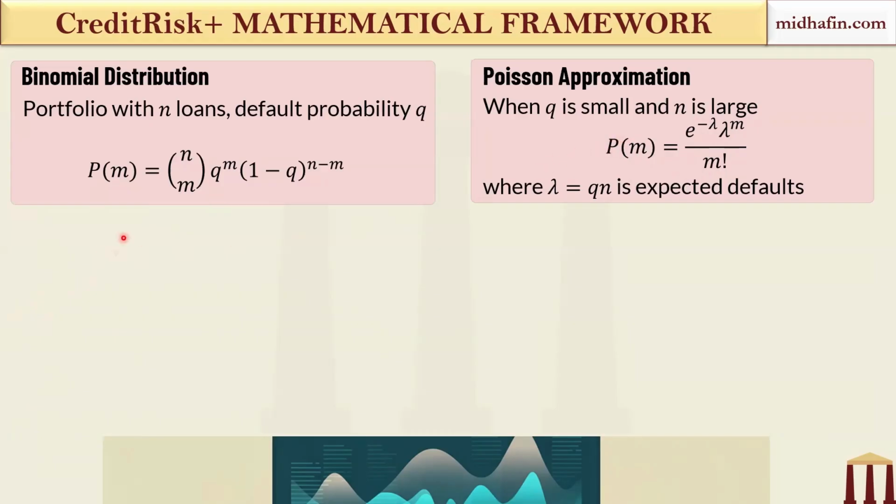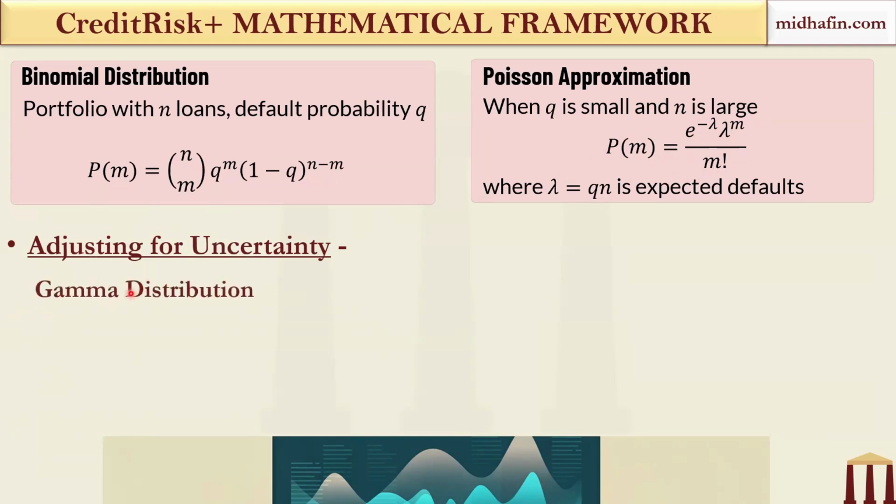Now, as I said earlier in the previous slide, there is some adjustment for uncertainty. The adjustment is the gamma distribution. See, the default rates are not constant. They vary year by year due to economic cycles. So to capture that uncertainty, CreditRisk+ assumes that this lambda, the expected number of defaults, actually follows a gamma distribution. So this is not constant.